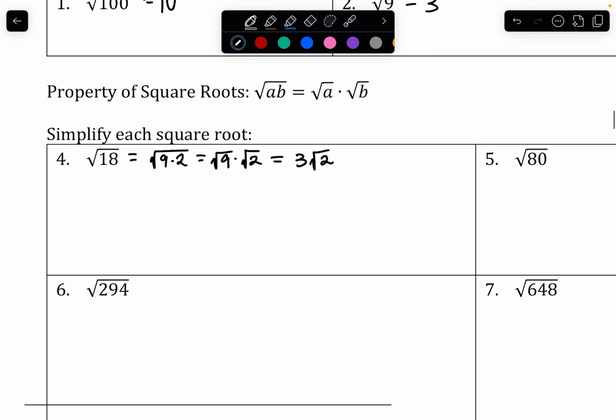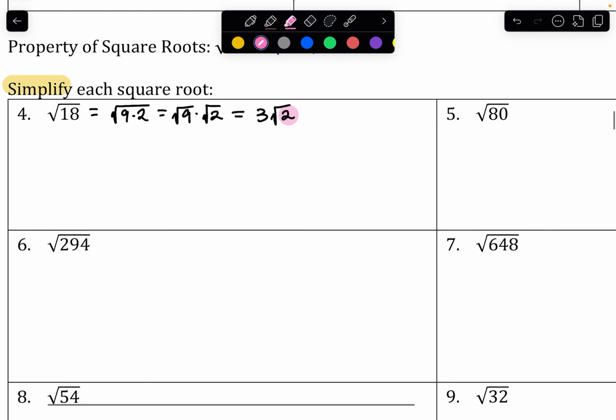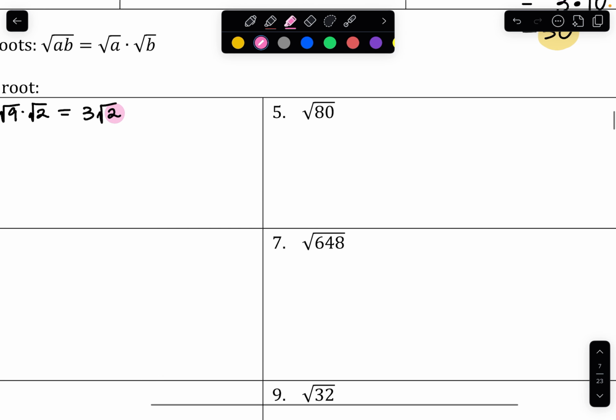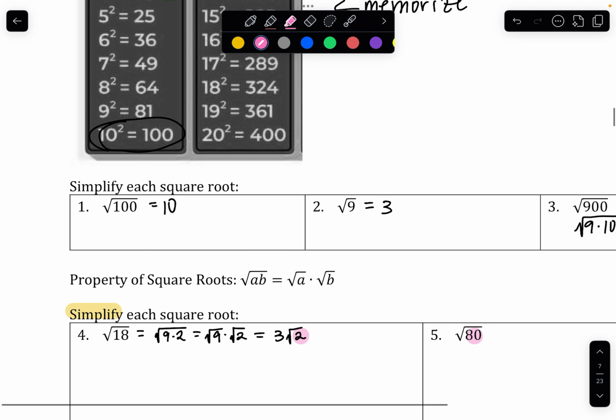And then square root of 9 is 3, and square root of 2 is as simple as it gets. So when we say simplify square roots, that means the expression under the radical should no longer have any perfect square factors. 2 has no perfect square factors. In fact, it's prime.